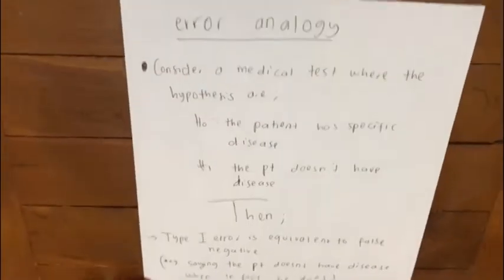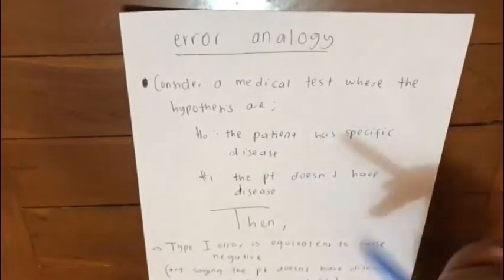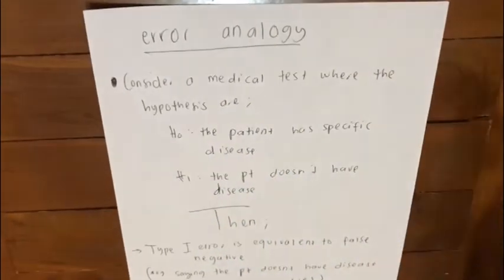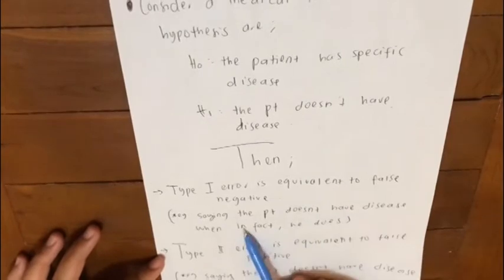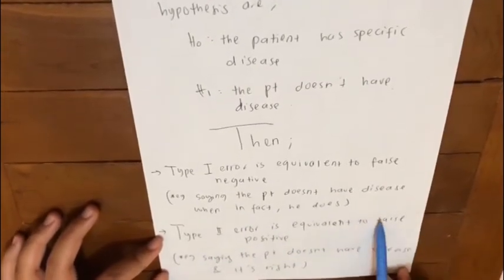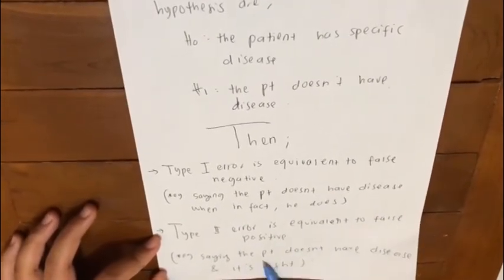For the error analogy, consider a medical test where the hypotheses are H null, the patient has the specific disease, and H1, the patient doesn't have the disease. Then a type 1 error is equivalent to a false negative, for example saying the patient doesn't have the disease when in fact he does. A type 2 error is equivalent to a false positive. So that finishes the third one.